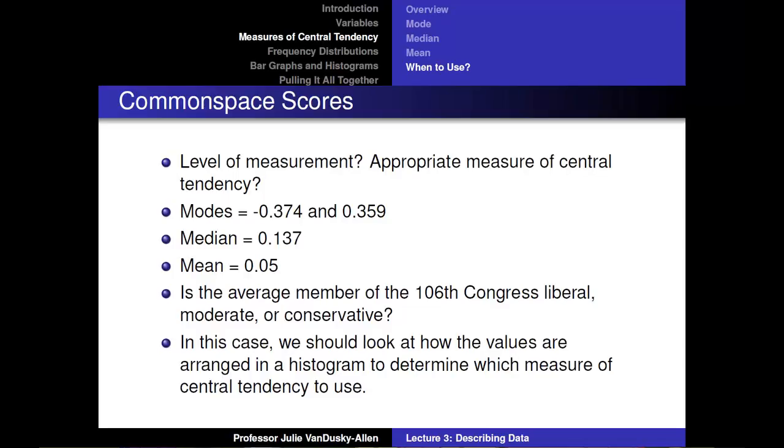It depends. We really cannot make an informed judgment about which one of these to use until we examine how the values of the variable are distributed in a bar graph or histogram. In the next couple of sections, I'm going to show you how to create frequency distributions, bar graphs, and histograms. Then I'm going to show you how to use them to help you decide which measure of central tendency to use to describe a variable.